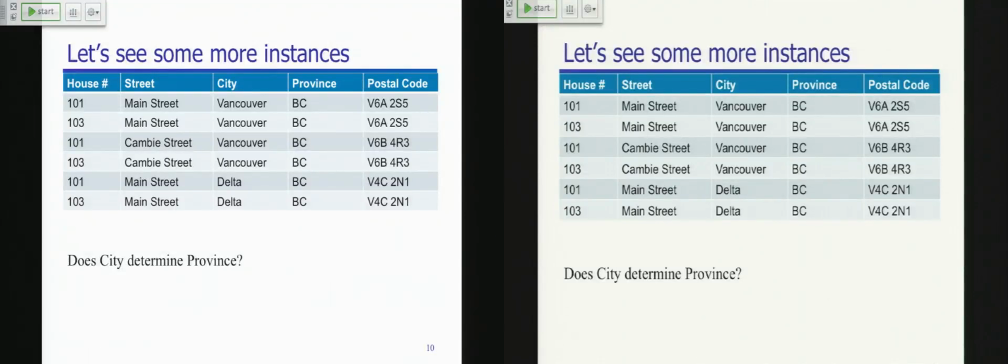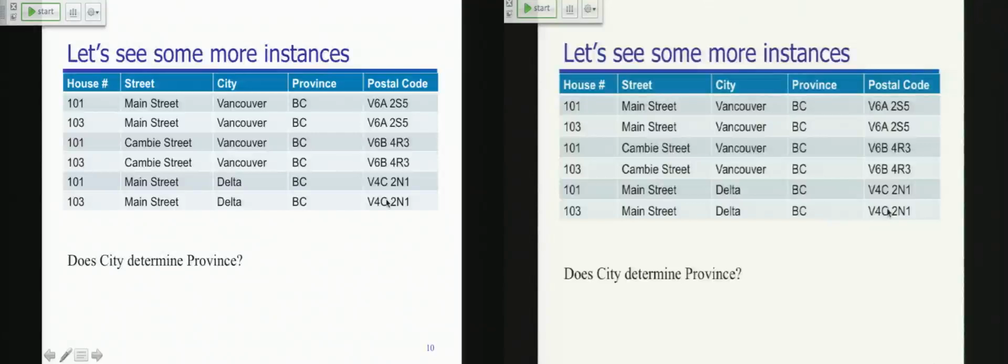Now let's see another instance. Does city determine province? Yes, in the back. No. Why not? There could be multiple provinces with the same city name. Great. Can I get your name? Got him? Yeah.